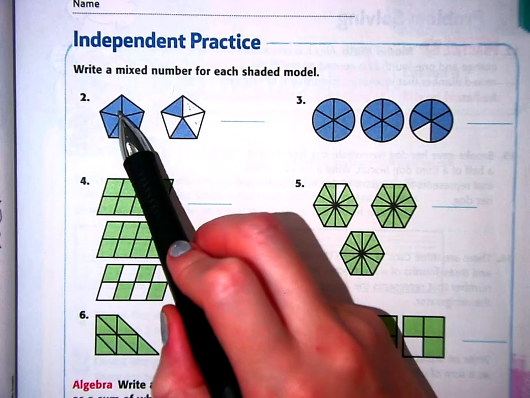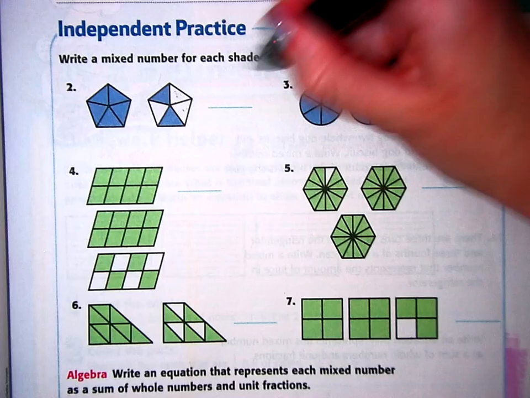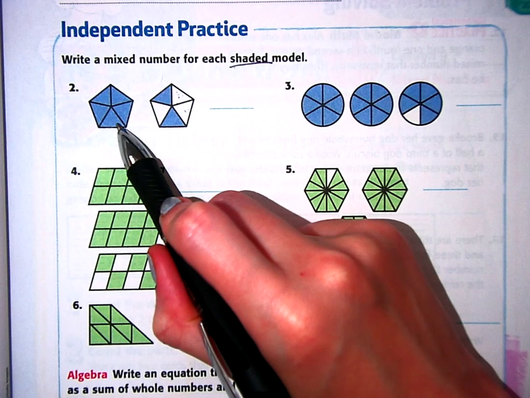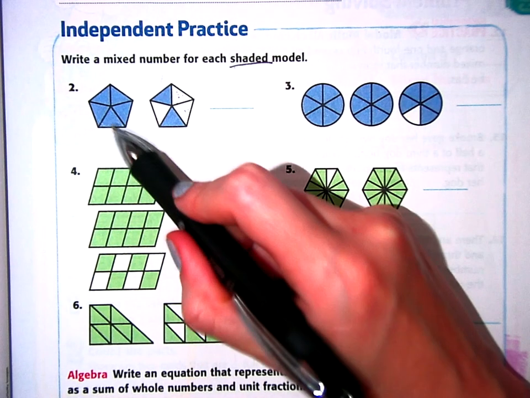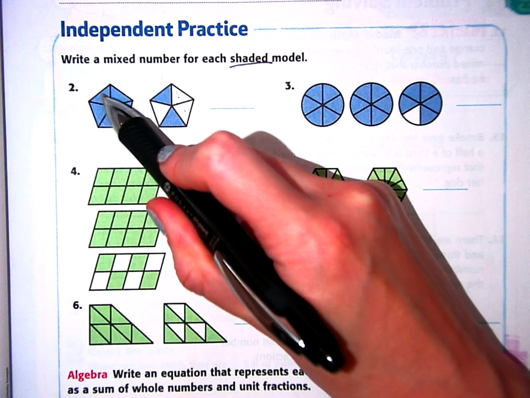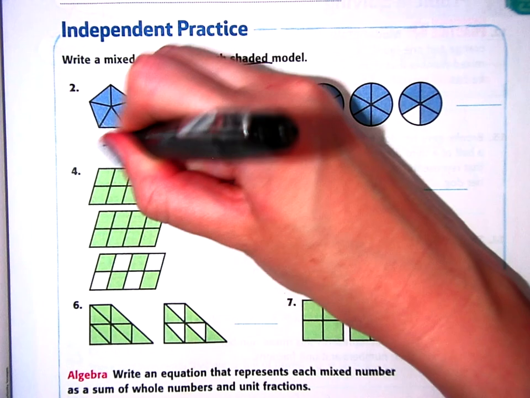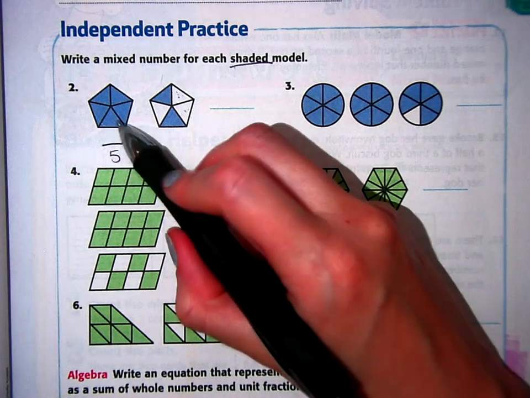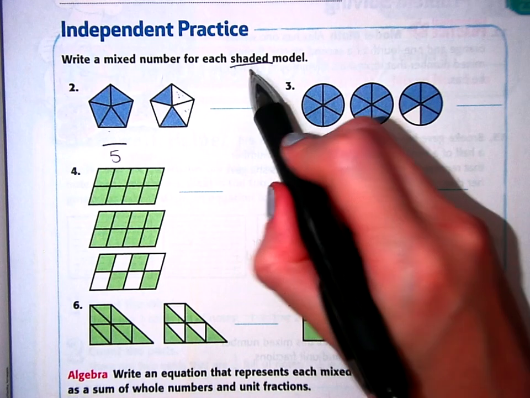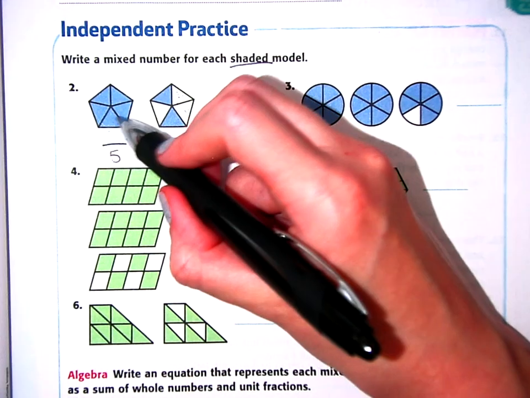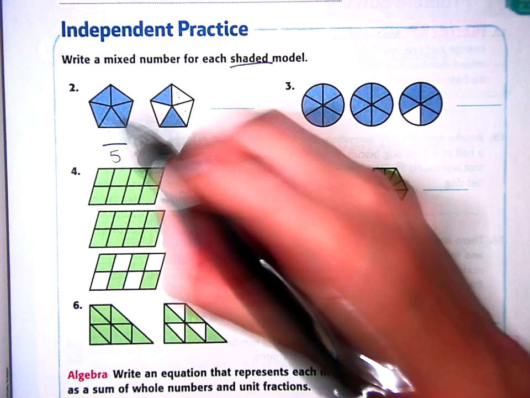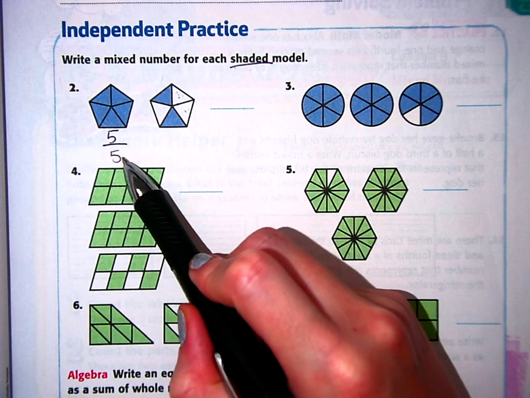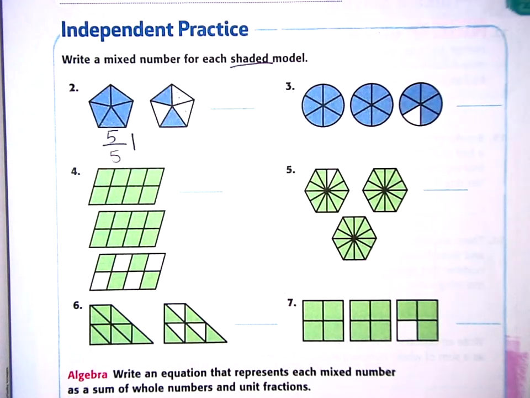So if I'm looking here, remember, it's write a mixed number for each shaded model. So I first need to count up how many parts there are to this figure. So there's 1, 2, 3, 4, 5. So remember, the parts of the figure is going to be your denominator. Then your numerator comes from whatever part is shaded. Well, if we look at this, every part of this is shaded. So 5 of them are shaded. When your numerator and denominator are the same, that equals the one whole.